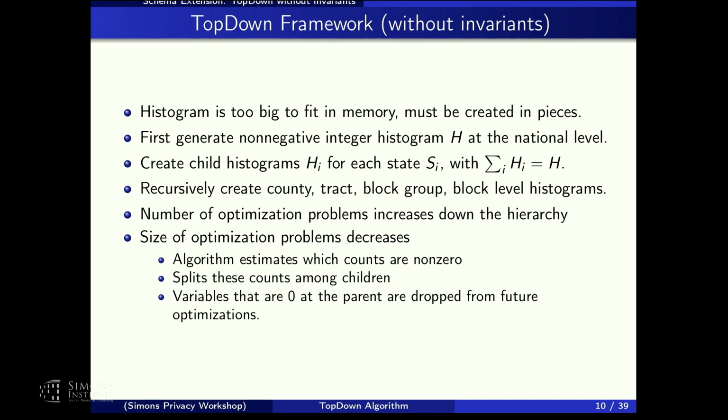Once we do that, we recursively create the county level histograms, the tract level histograms, block group, and block level histograms. So our hierarchy has six levels. Since there are 50 states plus DC, we typically say 51 states, and then around 3,000 counties, and then 6 million blocks. The number of optimization problems we have to solve increases as we go down the hierarchy, but the size of the optimization problems decreases, because when we see that something is sparse at the state level, we inherit that sparsity when we push it down to the county level. So variables that are zero at some point will stay zero, and that allows us to create fewer variables and to do all of this efficiently.